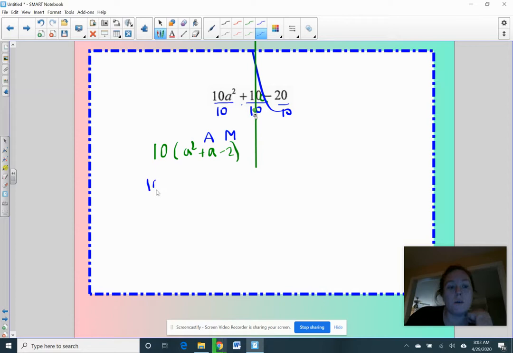So I'm going to bring down my 10. I have A's in both. I'm going to have 1 plus and 1 minus. But it has to add to a positive 1. So that means the higher number is going to be positive. So the only numbers that multiply to 2 are 2 and 1. So I'm going to pick a positive 2 and a negative 1. So just to double check, 2 times negative 1 is negative 2. 2 plus negative 1 is a positive 1.